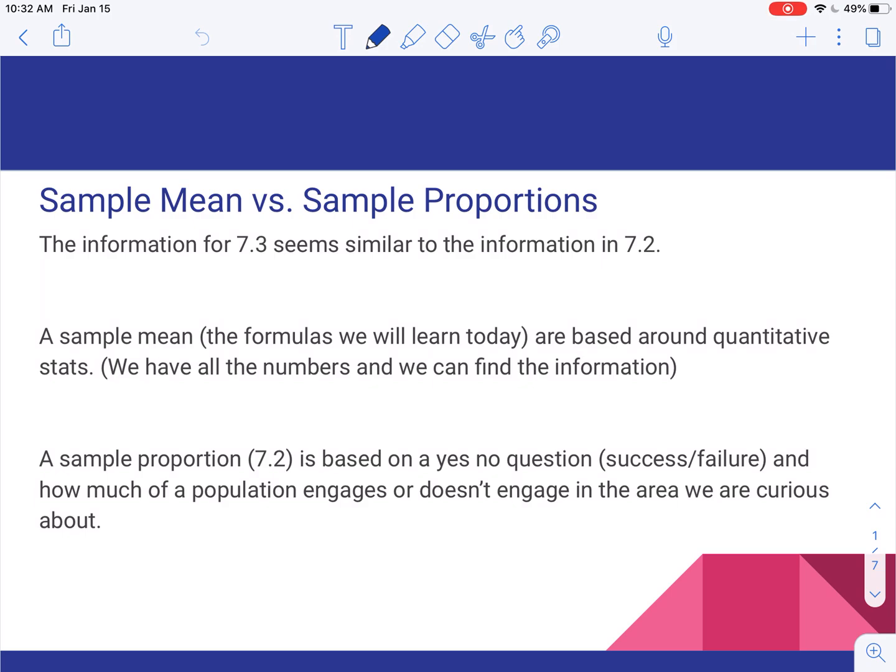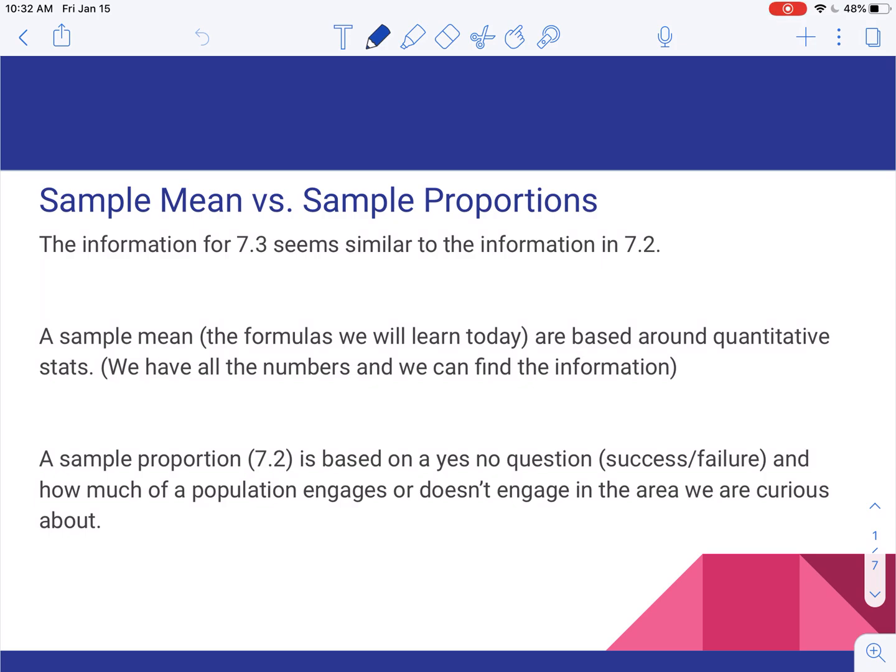The simplest and shortest answer is that the formulas we're learning right now, and everything that's going to come in these future notes, are all based off of a quantitative stat. So something that we have hard numbers on that we can actually look at. We're looking at averages, standard deviations, and the actual ranges of things.